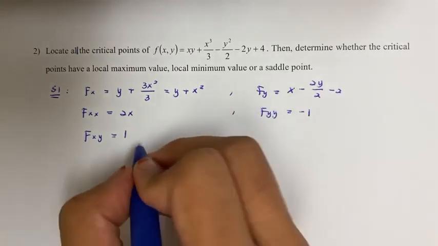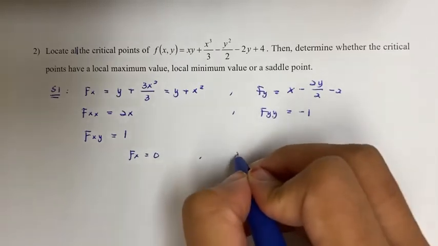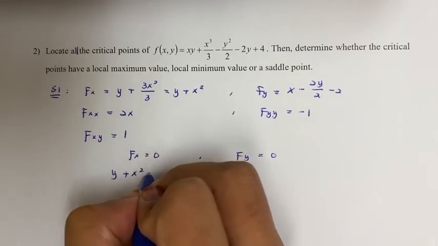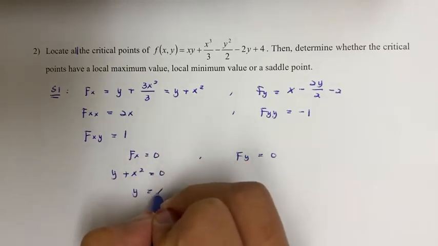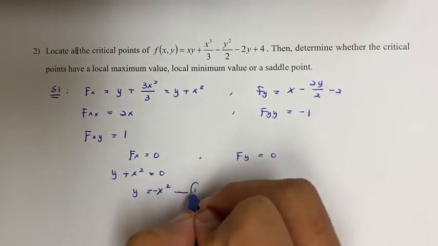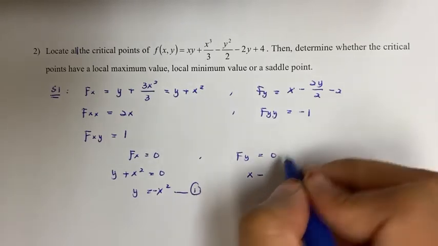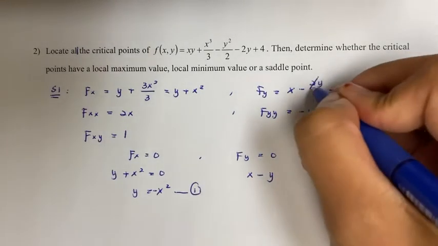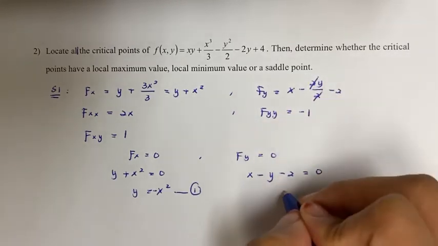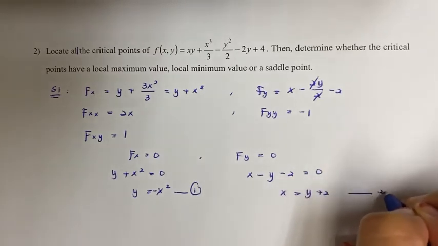Okay. Then find the critical point. For the critical point, set our fx equal to 0 and our fy equal to 0. So y plus x squared equals 0, so y equals minus x squared. So this is our first equation. And then for fy, x minus y minus 2 is equal to 0. So x is equal to y plus 2.